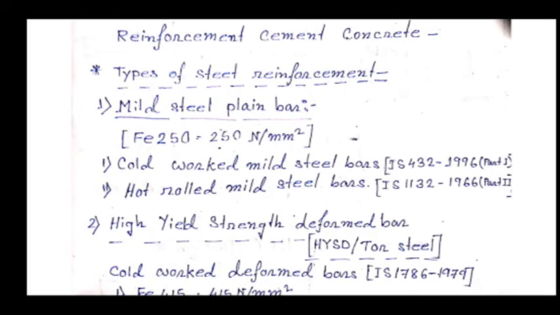Now on your screen you can see my handwritten notes. So, in this subject I will teach you with my handwritten notes, some printed notes, and obviously with the help of IS code. So let's get some knowledge about types of steel reinforcement. First one is mild steel plain bar, that is denoted by Fe250. That means the yield strength of mild steel plain bar is 250 Newton per millimeter square. Instead of Newton per millimeter square, we may write megapascal, that is MPa.